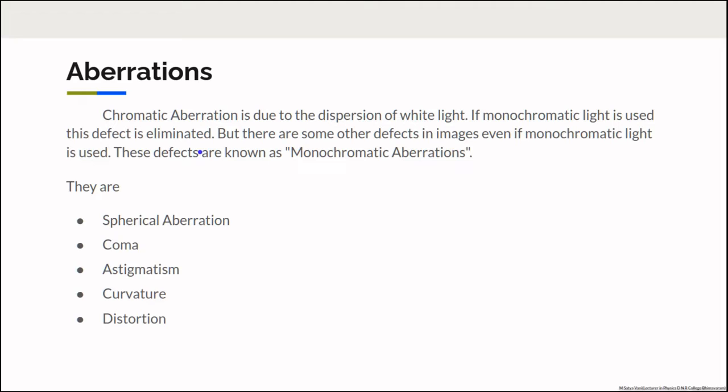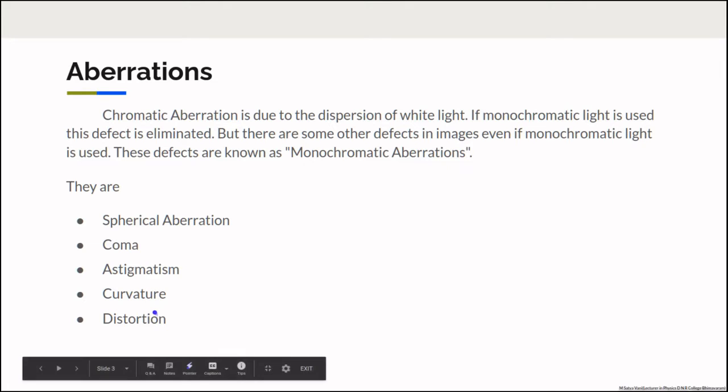Monochromatic light means a light having a single wavelength, a single colored light. Even if you use single colored light, some other defects may arise. They are known as monochromatic aberrations. There are 5 types: spherical aberration, coma, astigmatism, curvature and distortion.